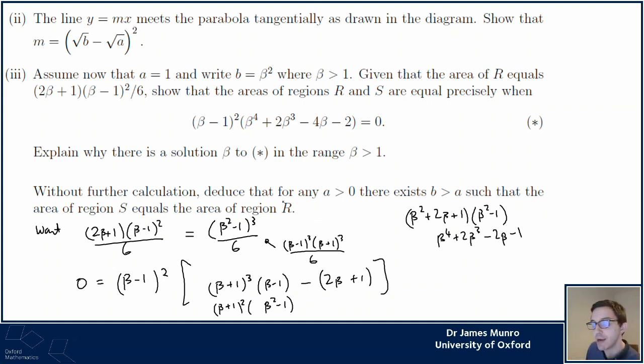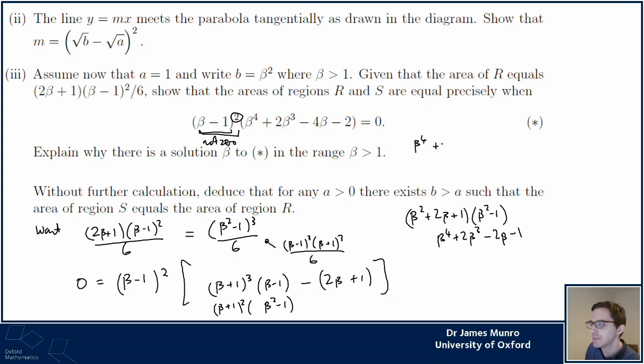We're asked to explain why there is a solution to this equation star in the range beta bigger than 1. And I suppose I could go and try and spot a solution of this equation. I don't fancy my chances of that. I suppose when beta is bigger than 1, this thing is positive. Well, no, it's positive anyway, isn't it? Because it's squared. This is some positive thing, so this is not 0. That's 0 when beta is 1. If beta is bigger than 1, then this is sort of not interesting. I'd need to find a solution to this quartic equals 0.